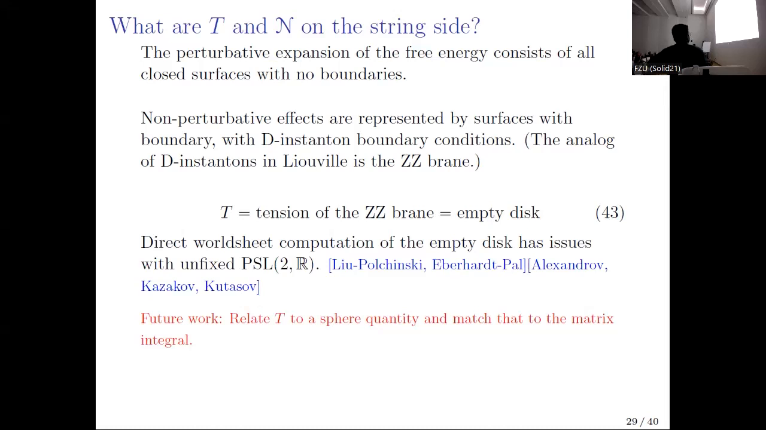unfixed SL(2,R). And actually, Sergey had a paper long ago about this. But I still think that a completely independent worldsheet computation of the ZZ tension should be done. And maybe we'll do it in a future work. And well, there has been some other work. This was a paper from long ago, and there's a recent paper by Lawrence, Eberhardt and Sri Pal that tries to deal with this unfixed PSL(2,R) on the disk. But anyway, that's something else.